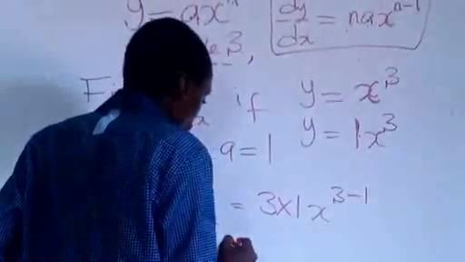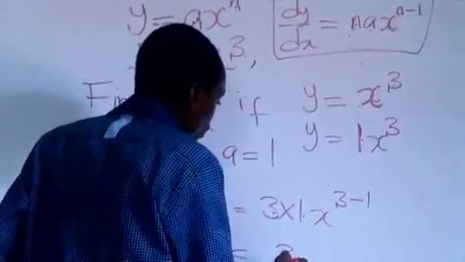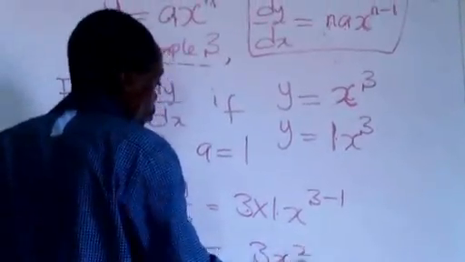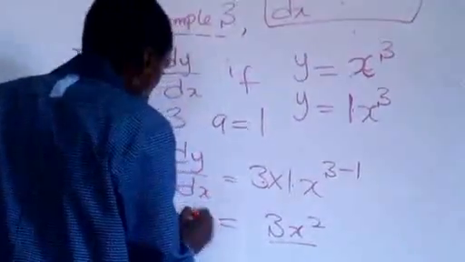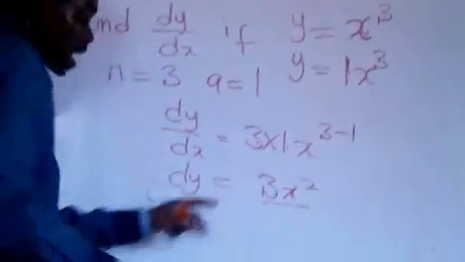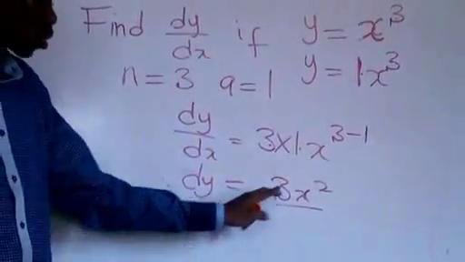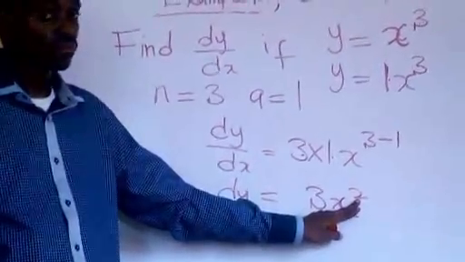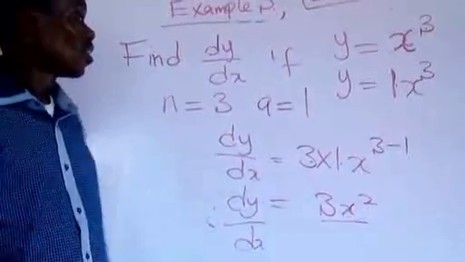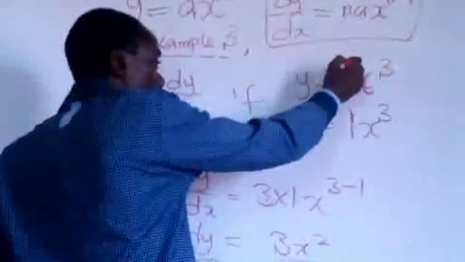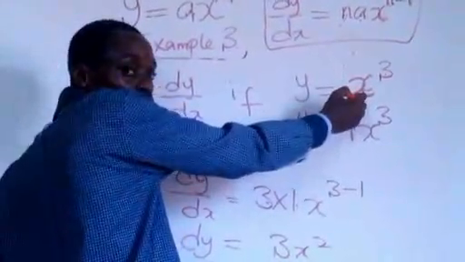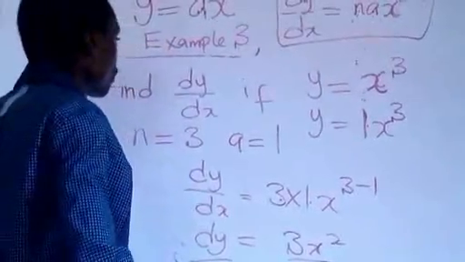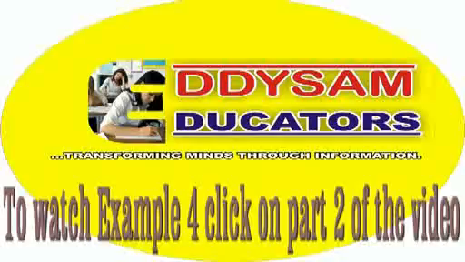3 times 1 is what? 3 times 1 is 3. 3 minus 1 is what? 3 minus 1 is 2. So our dy/dx is equal to 3x raised to power 2. Okay, so remember that whenever you are differentiating and there is no number here, it is assumed that the number here is 1. Okay, we'll move on to the next example. Example 4. Watch example 4.